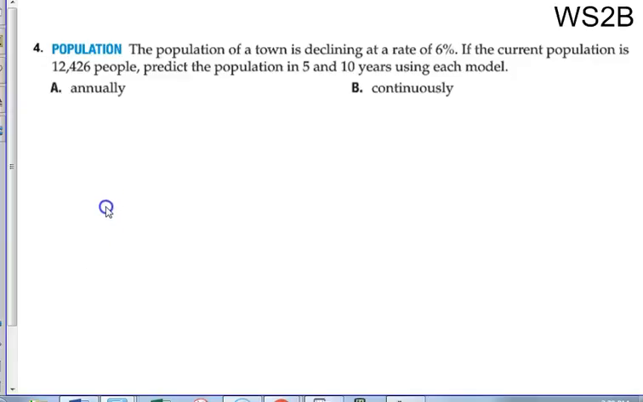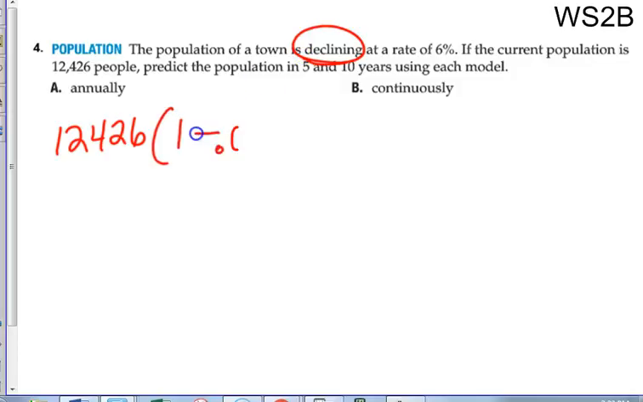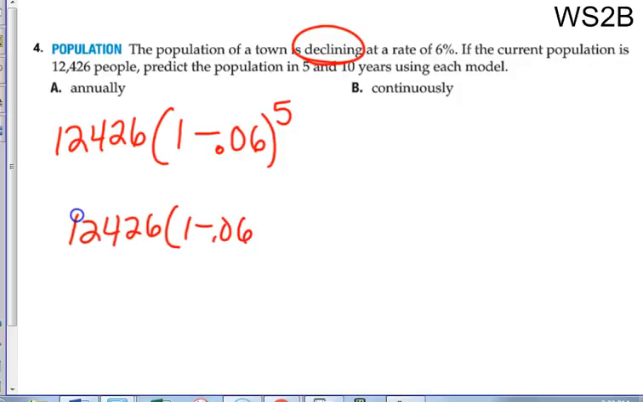All right. I'm going to set these two up quickly because they are talking about two different things here. The original population, do you have this one? Yes? Okay. It is declining. What does that mean? So we're going to do 1 minus 0.06. They want you to do it twice, 5 years and 10 years, which there's really no point.